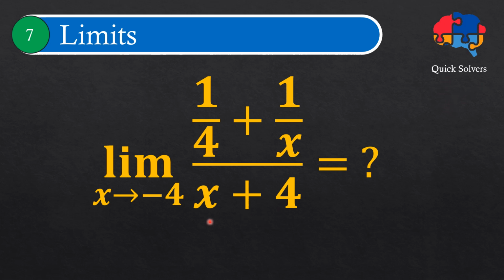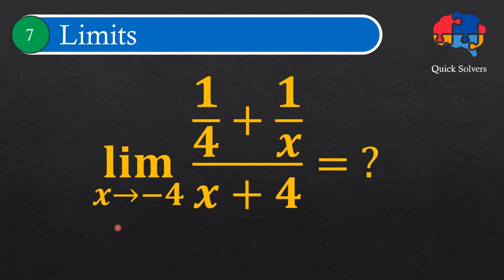Here I want to find the limit of this function where we have 1 over 4 plus 1 over x, divided by x plus 4, where x approaches minus 4. The difficulty level of this question is easy to medium. So let's see how we can solve this.